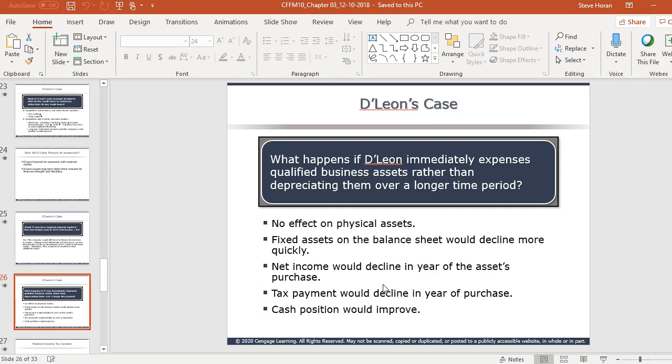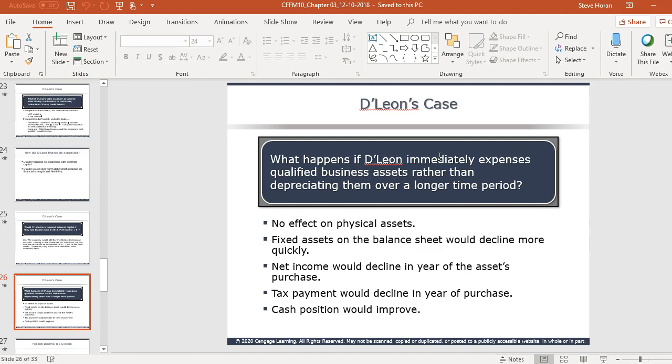It says, what if they immediately expense qualified business assets rather than depreciating them over a long period of time? Now, the new tax law gives you some options when it comes to depreciation. So for certain qualified business assets, with some limits, you can expense them right away versus depreciating them over their useful life. Every business kind of has, within limits, some options, and by no means is this a business tax class, but that's basically what they're trying to get us to. That does not change your physical assets. It's just a matter of how quickly you depreciate them.